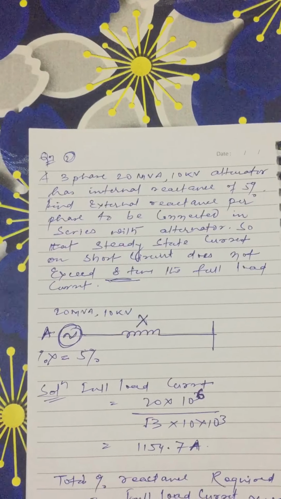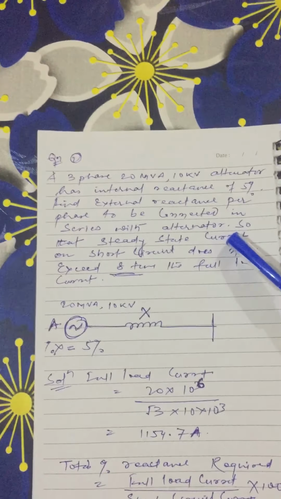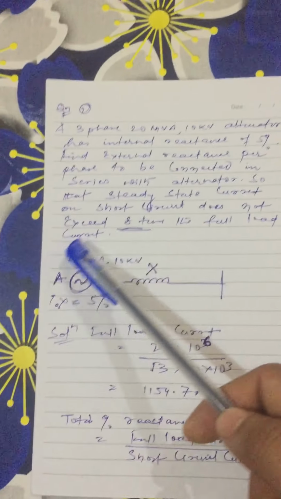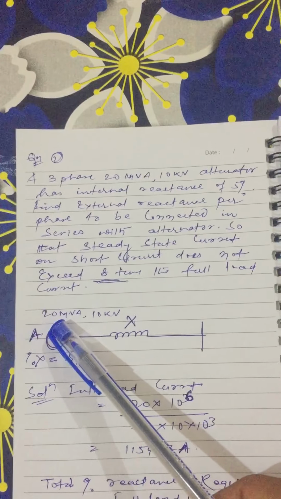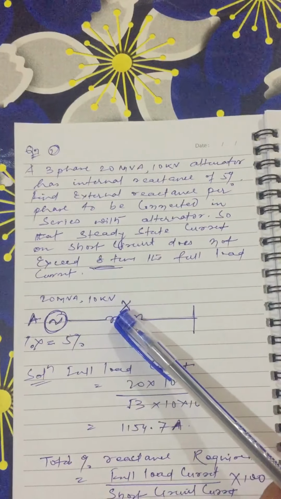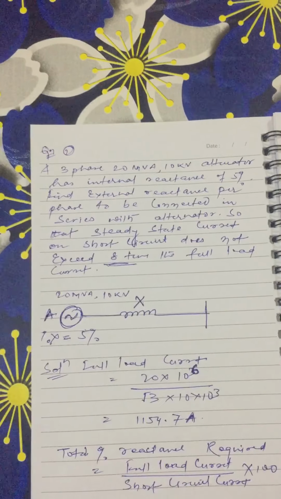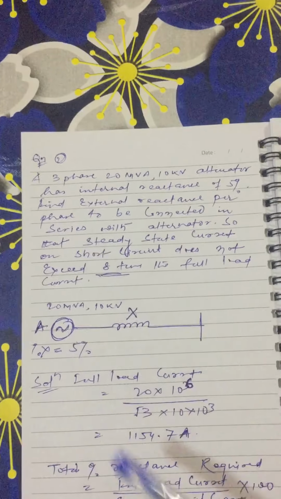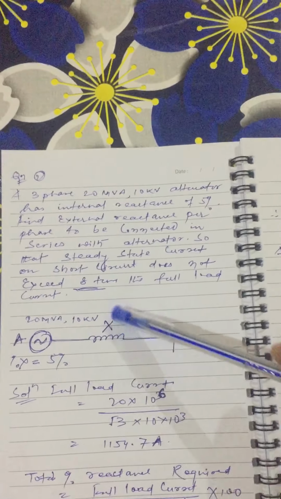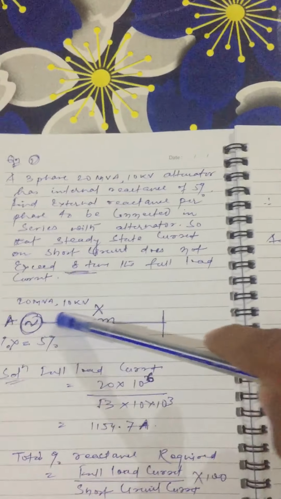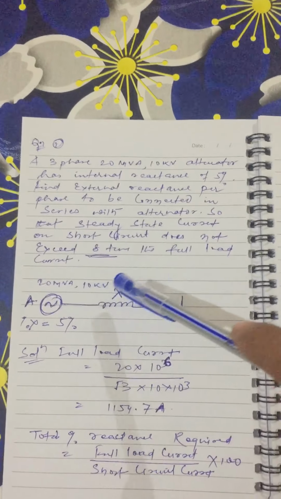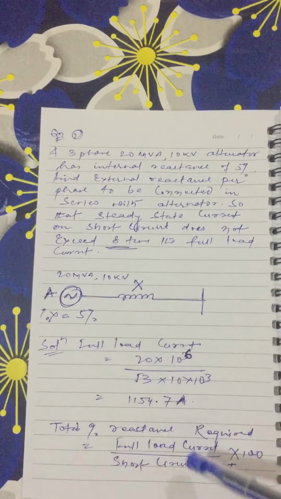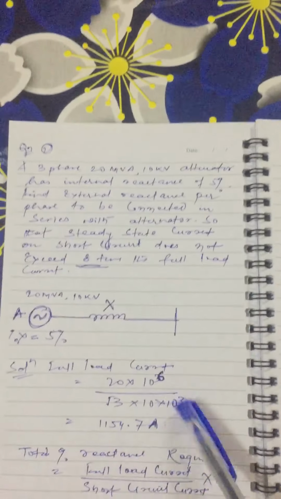So let us solve this question. This is the single line diagram we have. We have one alternator having a rated MVA of 20 and rated voltage of 10 kV, and the percentage reactance given is 5%. This is the internal reactance of this alternator, and now we have to find this X, which we need to connect in series with this alternator to restrict the short circuit current to 8 times the full load current.